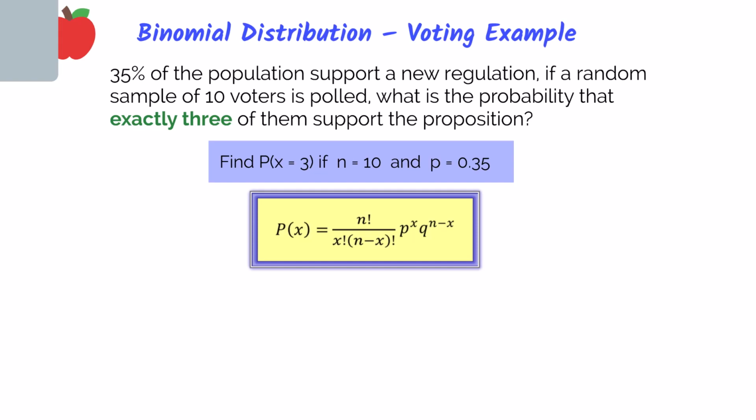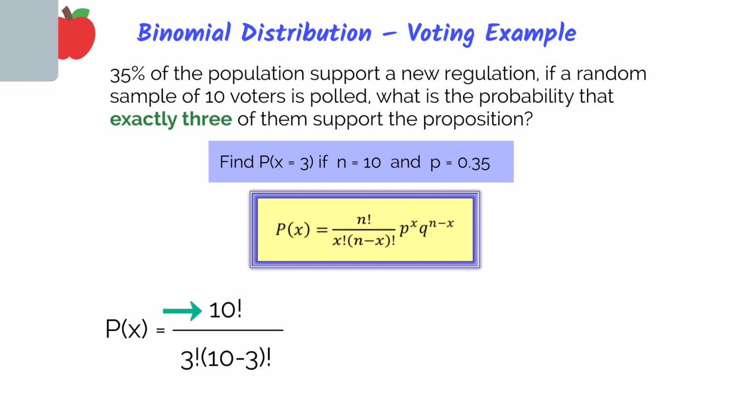So our sample size, which is given to us, is the 10 voters. So n equals 10, and the probability of success in this case is the probability of support, or 35%. So we'll want to take the 35% and change it into a decimal format to represent our p. So let's go ahead and start with the left side of the equation.